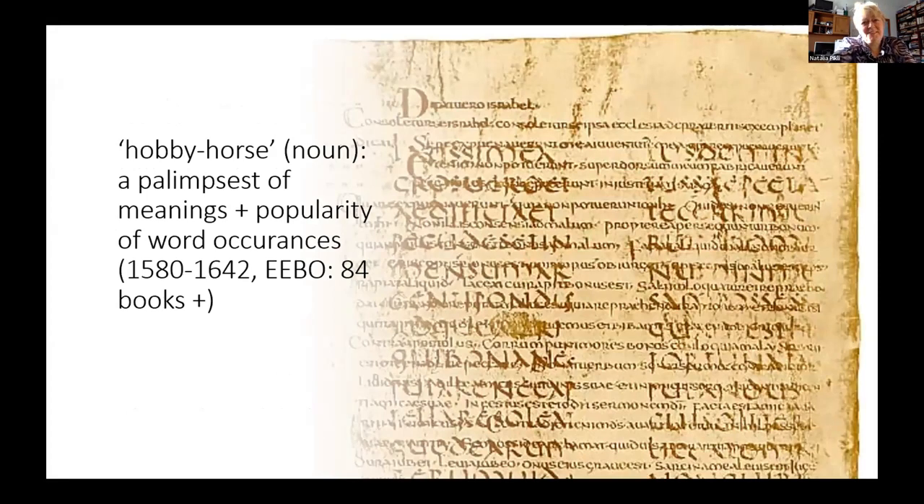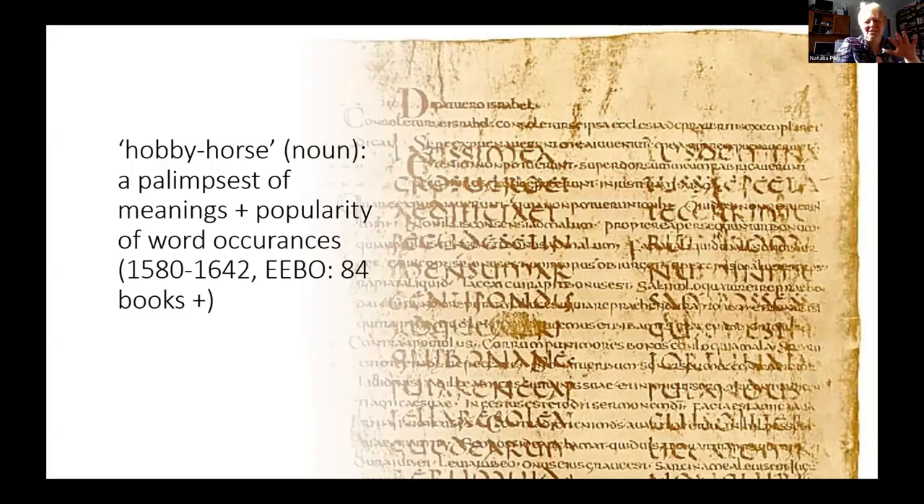The hobby horse is, I would say, even more important than the Morris dance, because it is not only this Morris dance character, which either featured in the Morris dance or outside the Morris dance, but it is also a very interesting noun. It is a noun that had different meanings, living side by side in Shakespeare's lifetime. So in a way, it presents a kind of palimpsest of meanings. And I just put a picture of a palimpsest here.